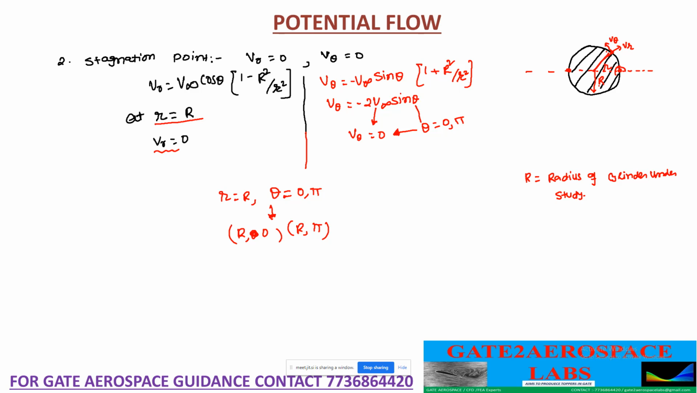Fine. Up to this everything is clear? Yes, sir. Fine. So we have met our second objective. What is our third? There is one third objective also. That is the determination of Cp, coefficient of pressure. I will come to the third objective. Third objective is Cp determination.